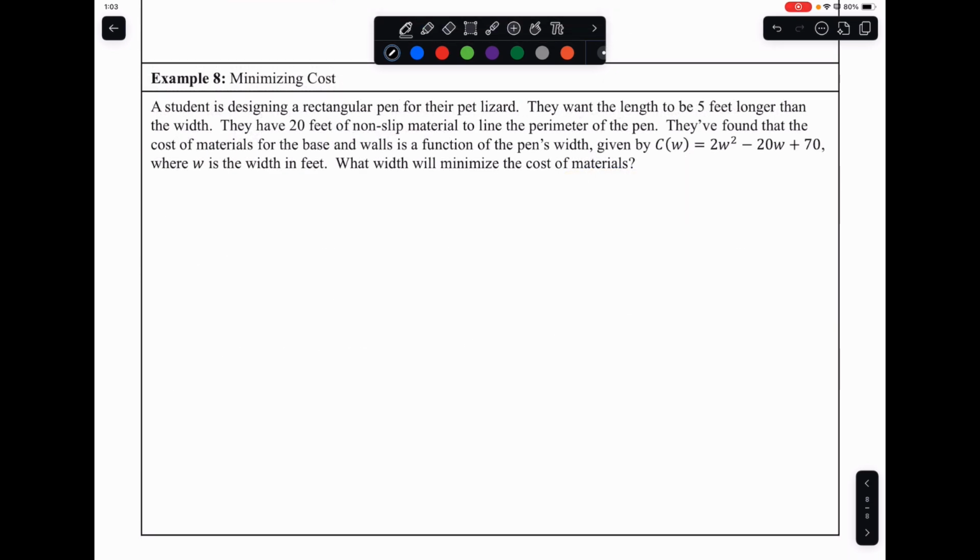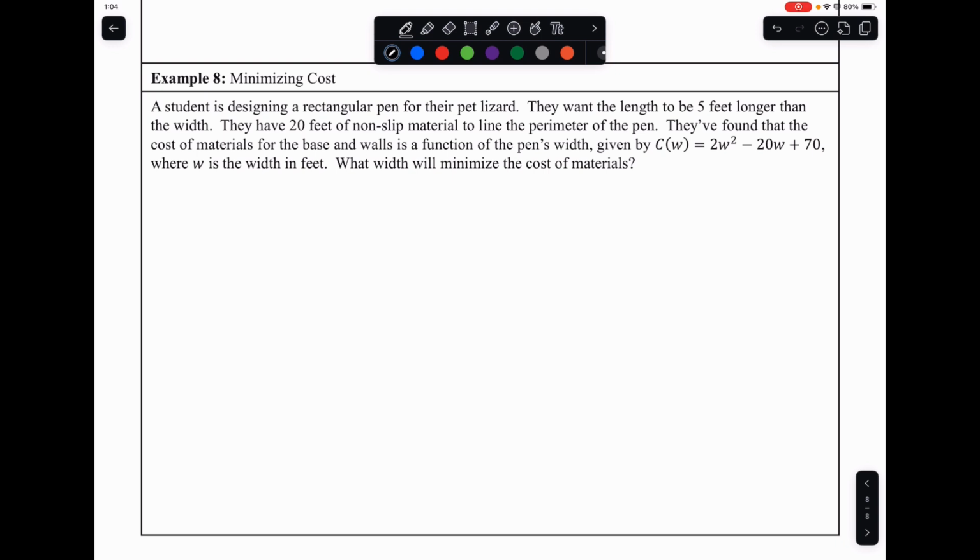Now let's look at an example where we're minimizing costs. A student is designing a rectangular pen for their pet lizard. Now they want the length to be 5 feet longer than the width, and they have 20 feet of non-slip material to line the perimeter of the pen. They found that the cost of the material for the base and walls is a function of the pen's width, which is given by this quadratic equation here, where W is the width in feet. What width will minimize the cost of material?